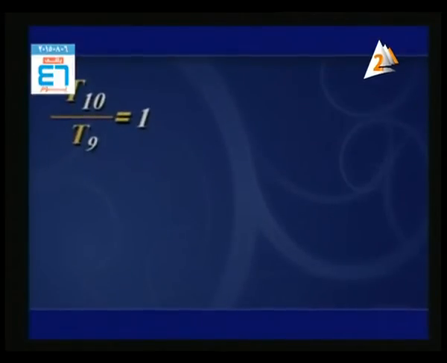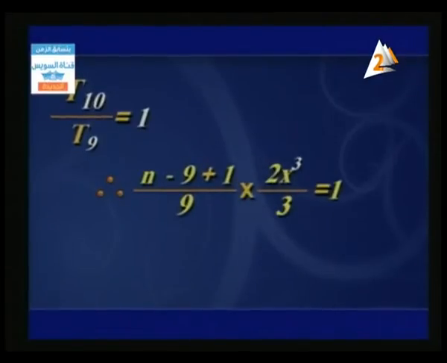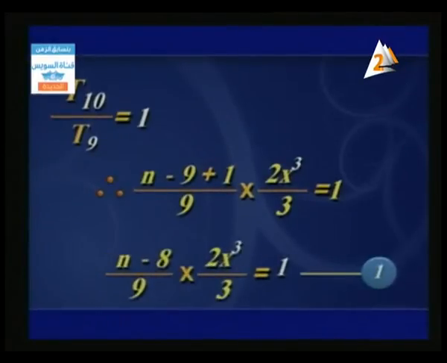T10 over T9 equals 1. Therefore, (n − 9 + 1)/9 times 3/(2x³) equals 1. Therefore, (n − 8)/9 times 3/(2x³) equals 1, and this is equation number 1.